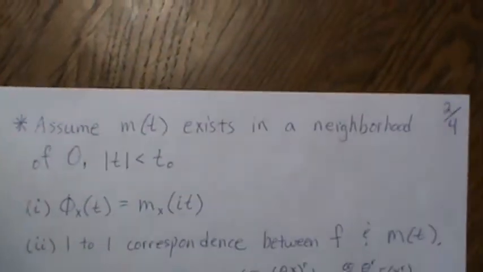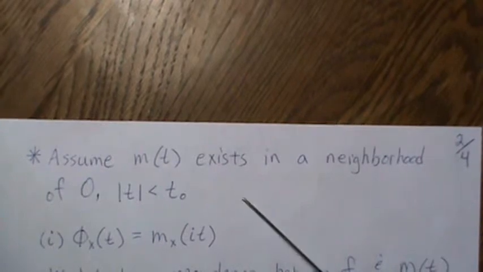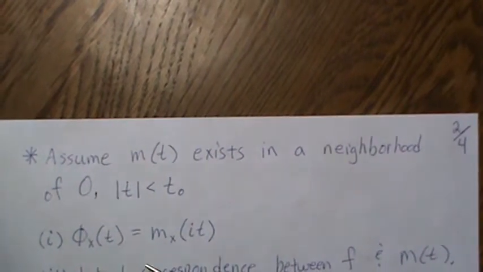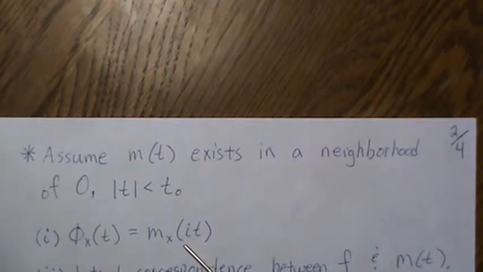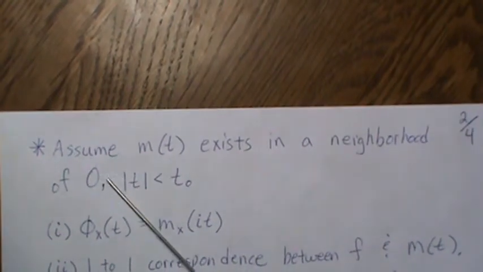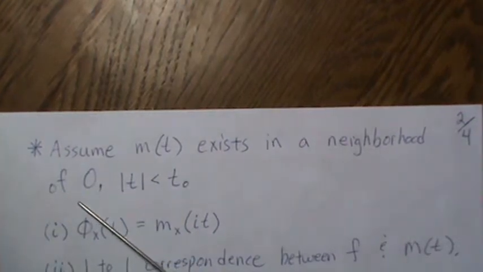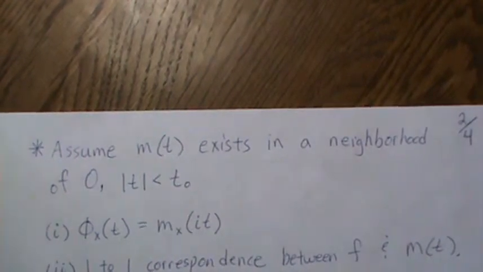Here are just some random properties. I think they're pretty consistent, and most of these follow because the moment generating function is actually a characteristic function if you stick in i to it. So in all of this, we're going to assume that the moment generating function exists in a neighborhood of 0. So for all t less than t naught.